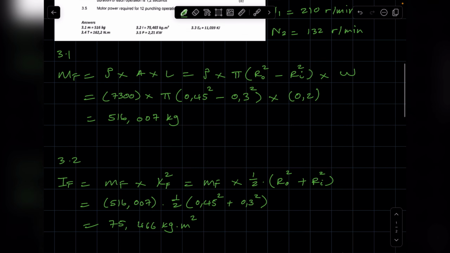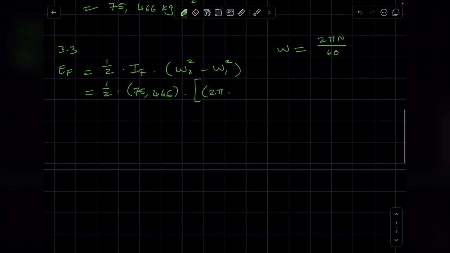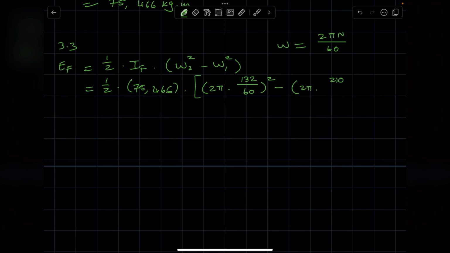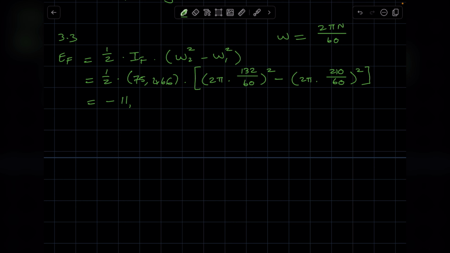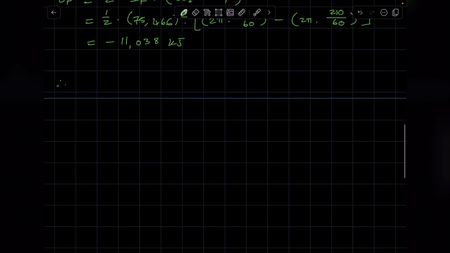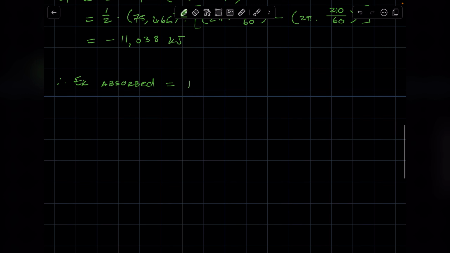Now what is N2 equal to? 132, so N2 is equal to 132 divided by 60. And then of course we square this minus the 2 pi times N1. N1 is 210, so this will be 210 divided by 60, all of that squared. Now if you punch that in your calculators, we are going to get negative 11,038 kilojoules, which essentially means that the EK absorbed is equal to 11,038 kilojoules.